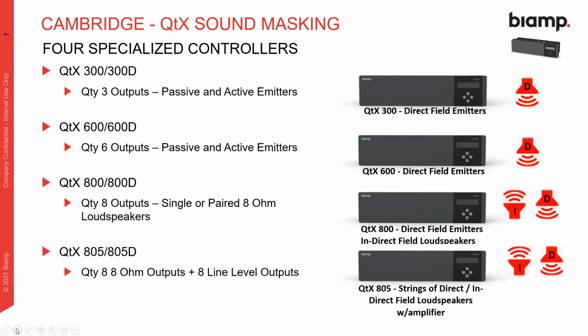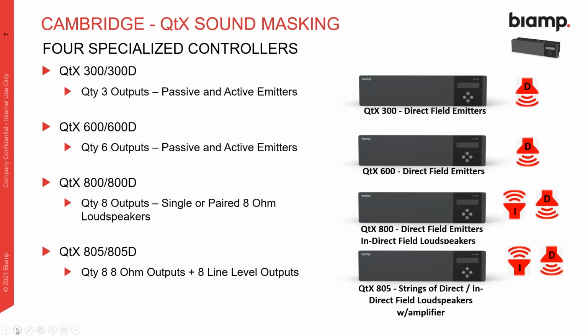This processor is going to be very useful in that it has those 8 line level outputs in addition to 8 ohm outputs. So with this processor, you'll be able to feed an amplifier to do some basic 70 volt loudspeaker sound masking systems, both direct and indirect.